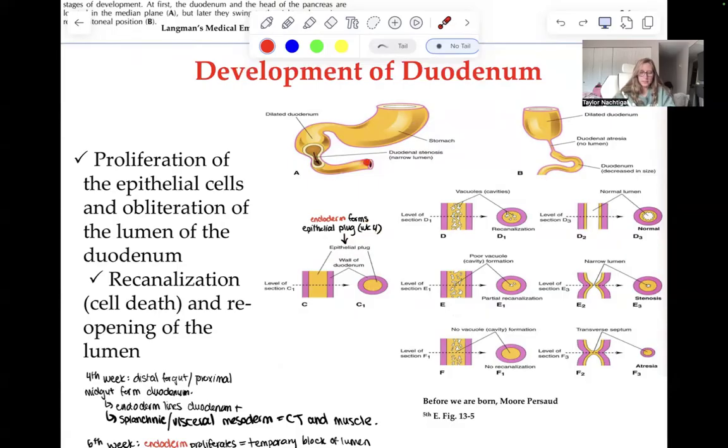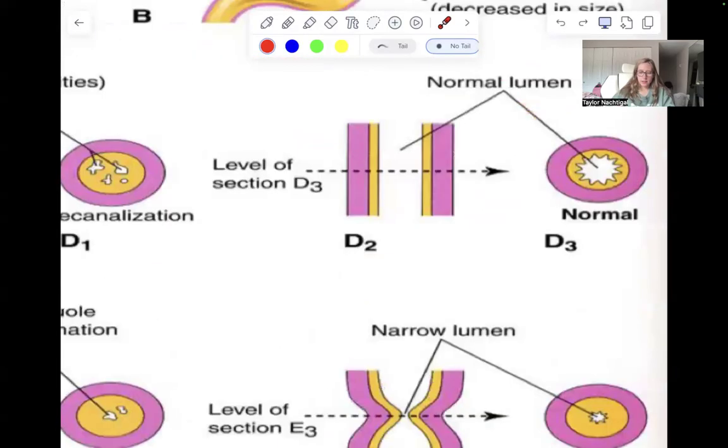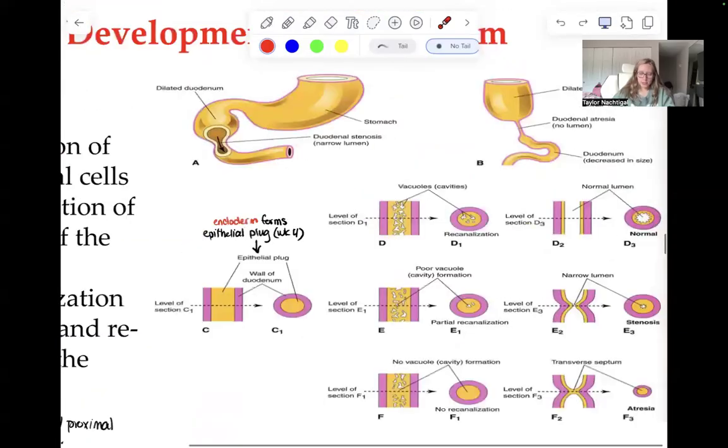So this hole, this tube isn't a tube anymore. There's too much tissue covering it. Nothing can pass through. But recanalization is the process of reopening that lumen. So here we see the epithelial plug. As the embryo grows, we're getting some loss of tissue in the middle here. It's called partial recanalization. And then with a little bit more time, the lumen reforms. And now you can see we have all these tiny microvilli structures that we know are really important for digestion.